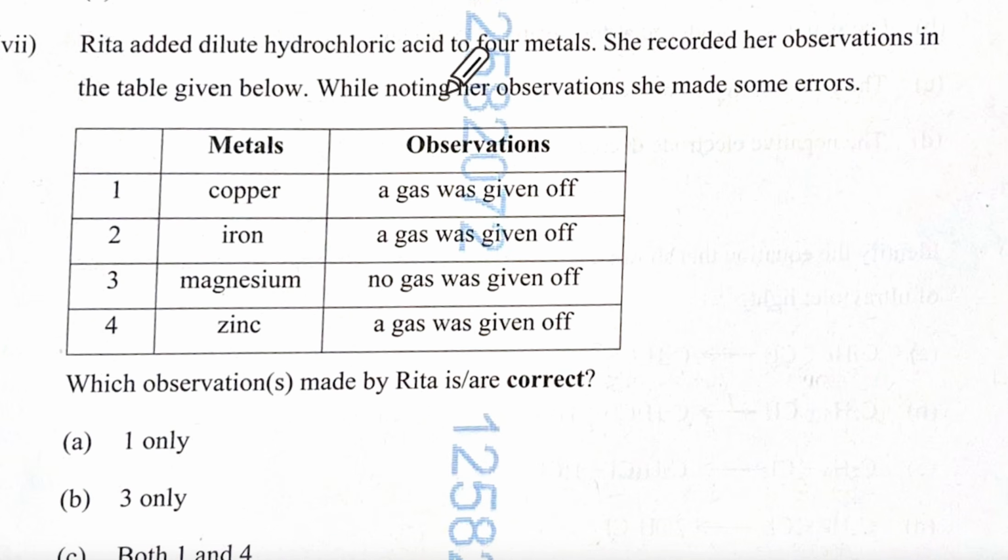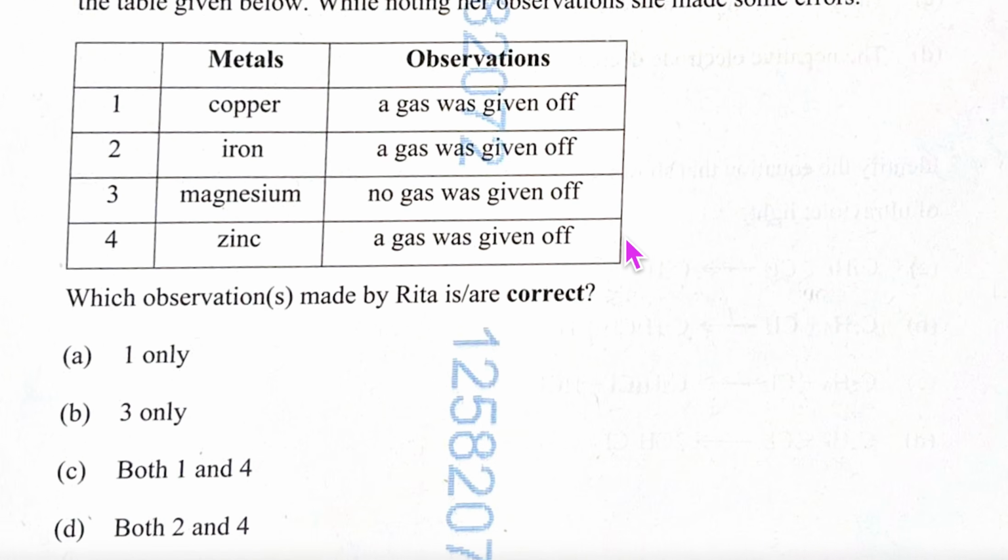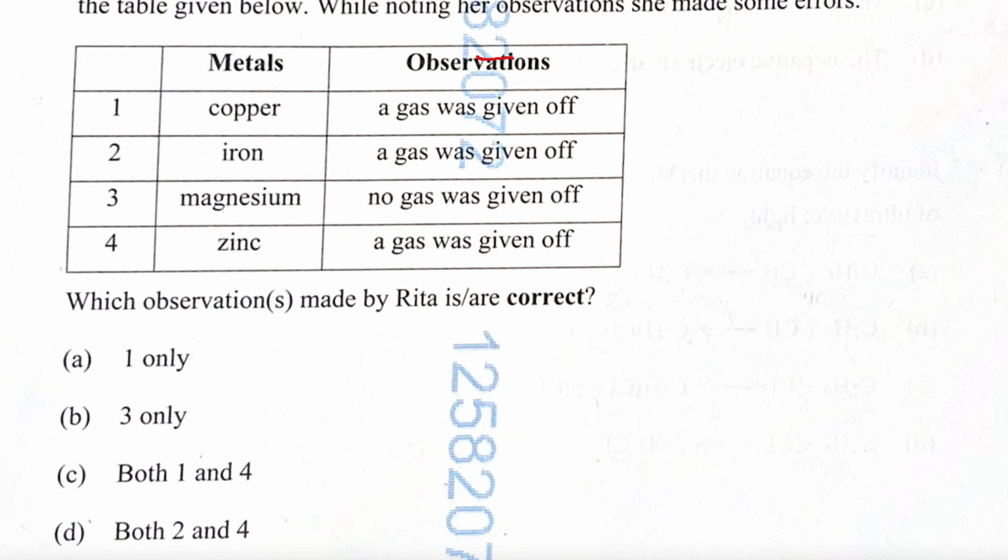Rita added dilute hydrochloric acid to 4 metals. She recorded the observations. While noting her observations, she made some errors. Hydrochloric acid to 4 metals. So copper will not have any reaction. Observation. Now what are they telling us? Which observations made by Rita are correct?